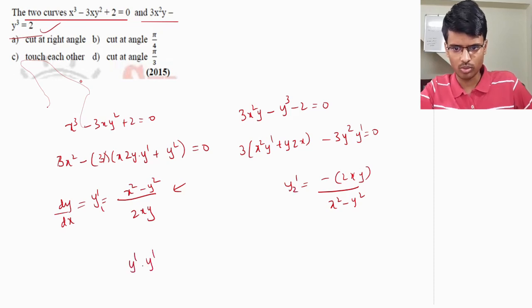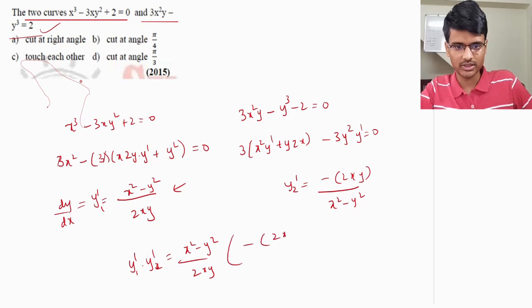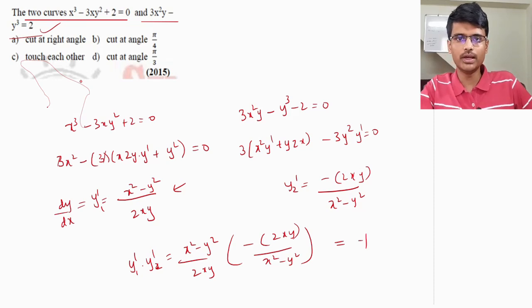Y1 dash, y2 dash. If I multiply these two, what do I get? (x square minus y square) by 2xy times minus of 2xy by (x square minus y square), right? I'll get minus 1, right? That means both the curves cut at right angle, right? So this is how you solve these type of questions.